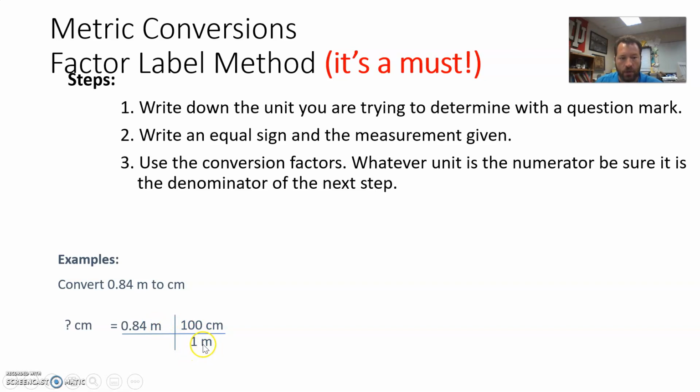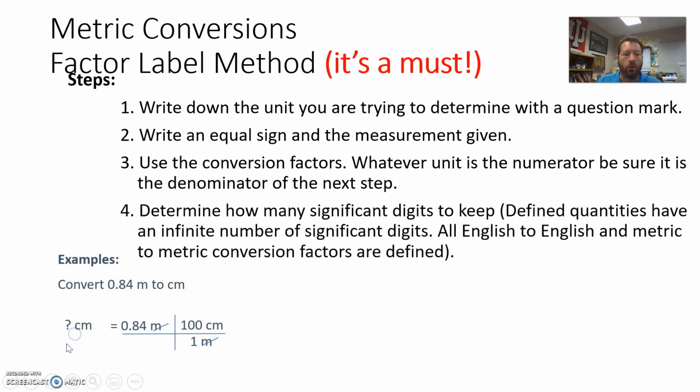Meters, meters. Those now cancel out. They have divided out. Meters divided by meters cancels out. You're left with centimeters. That's good. That's what we were looking for. So final step is determine how many significant figures you need to keep and do your operation and make sure you have the appropriate number of digits in your final answer and your appropriate unit.